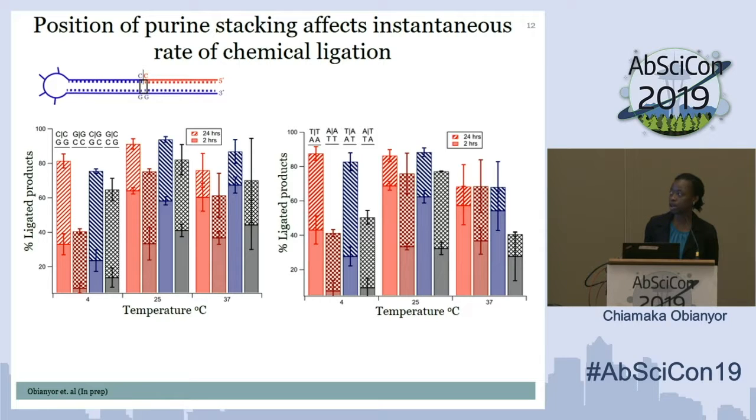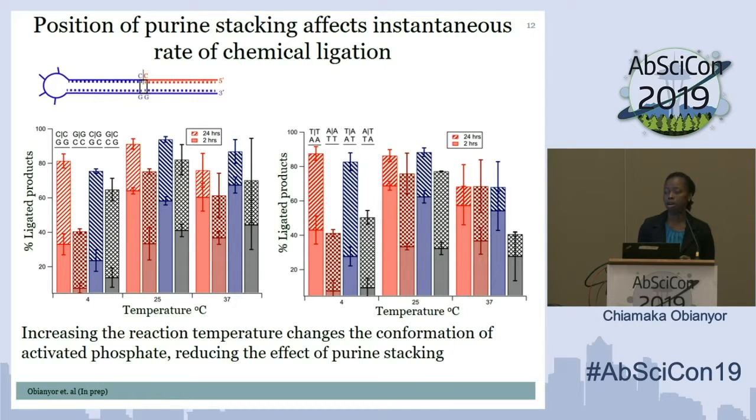So in this first bar, when you have your purines, so your AA stacked opposite the ligation nick, you see a really fast increase in the instantaneous rate, and it approaches maximum. But when you have your purine stacking at the nick of ligation, then you see a decrease in the amount of products that are formed. And again, as you increase the temperature, you allow it to attain more conformation, and you can get more products that are formed.